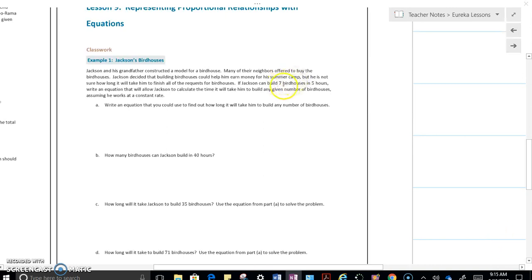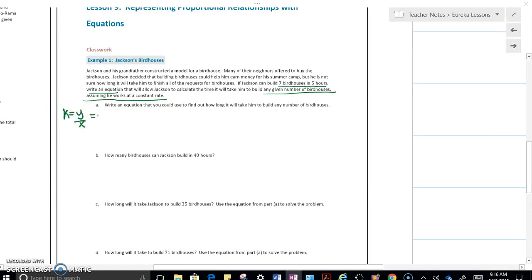If Jackson can build 7 birdhouses in 5 hours, write an equation that will allow Jackson to calculate the time it will take him to build any given number of birdhouses, assuming he works at a constant rate. Okay, so once again, an equation requires a constant of proportionality, a unit rate. So we're going to use the formula k equals y over x.